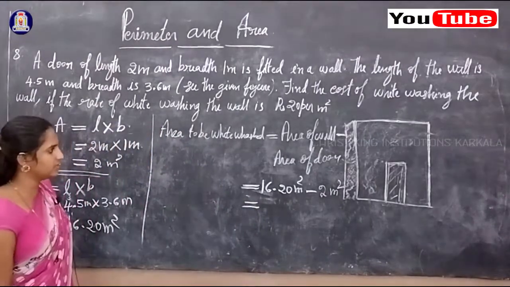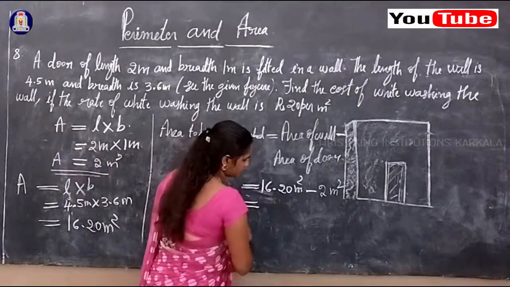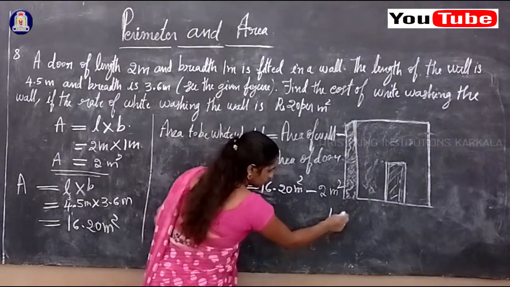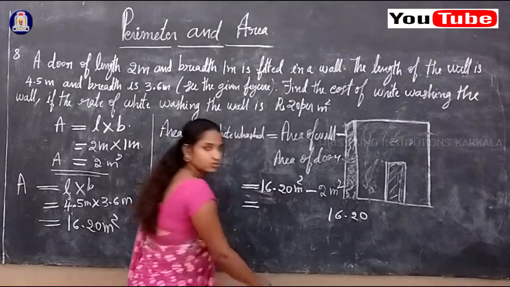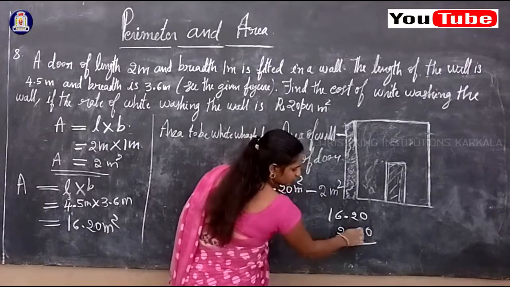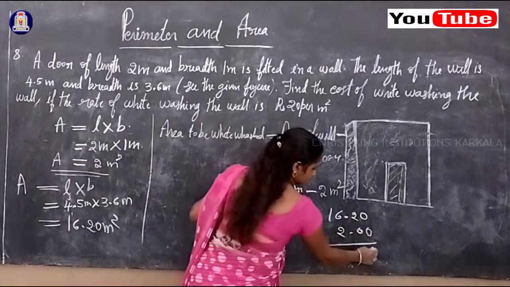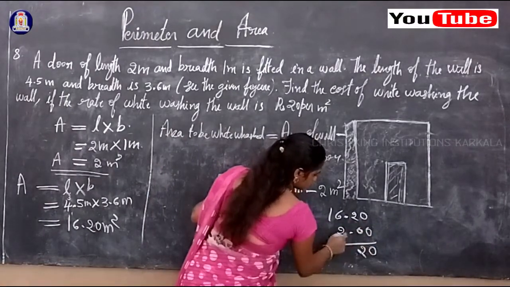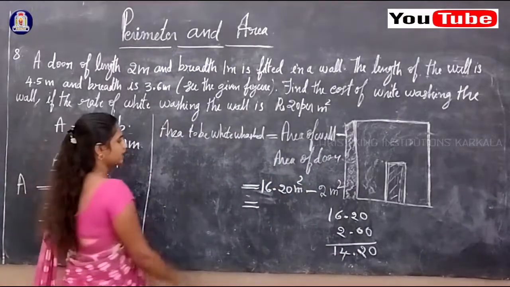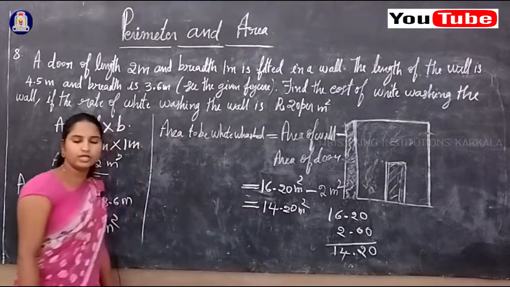How much area is there to whitewash? Clear? So from 16.20, if we subtract 2, we'll get the answer 14.20. Is it correct? So you know how to subtract decimals. 16.20 minus 2.00. If there is no digit after the decimal point, you can write 0. So 0 right here. 2 minus 0, 2. 6 minus 4, 2. Wait, 6 minus 2, 4, 1. So 14.20. Only 14.20 meters square of area is to be whitewashed.